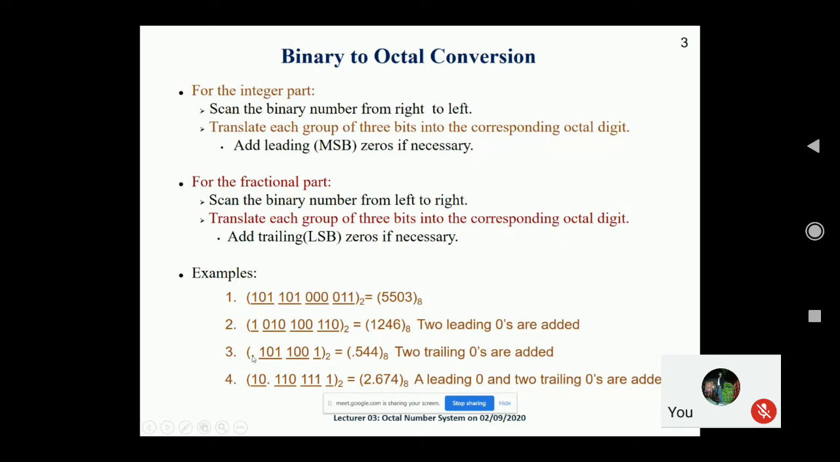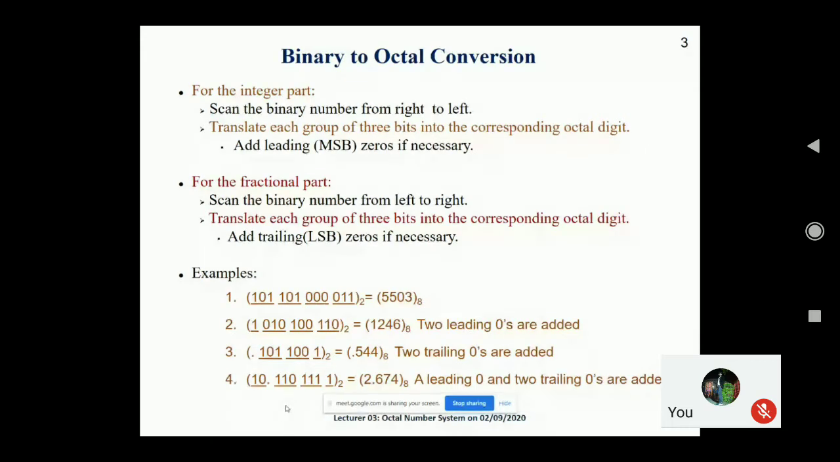Next, example 3. Here we are talking about the fractional part, 0.101100 1. When we go through the fractional part, we go from left to right. So 101 is okay, 100 is okay, but at the end only 1 bit remains. To construct a 3-bit sequence, we add 2 zeros in the trailing side, the LSB. So 100 is 4, and 101 is 5.